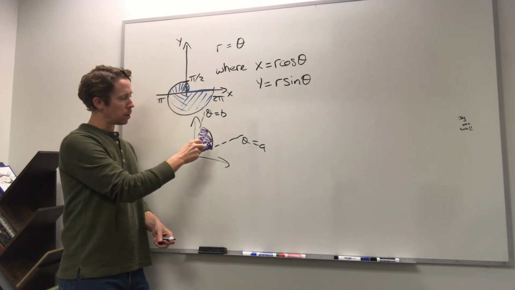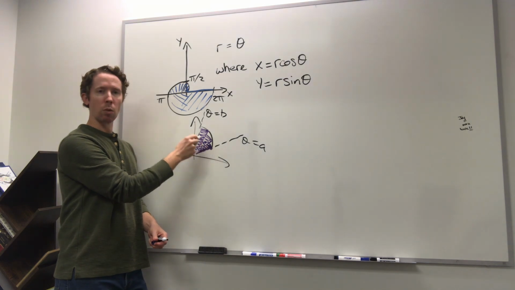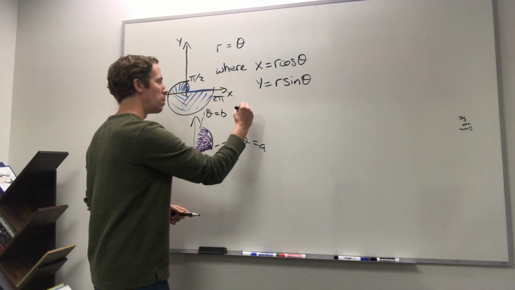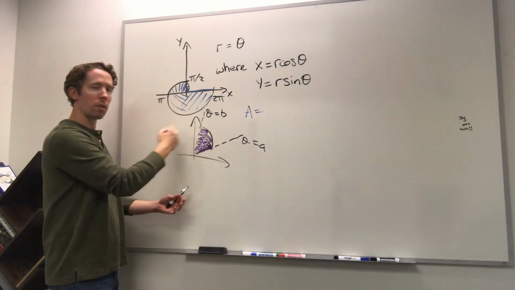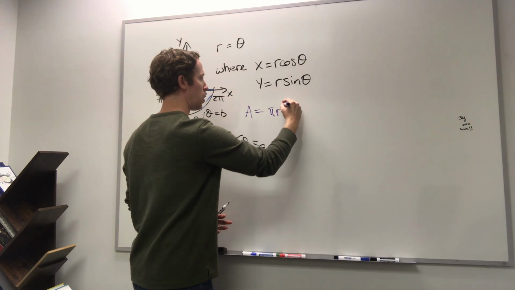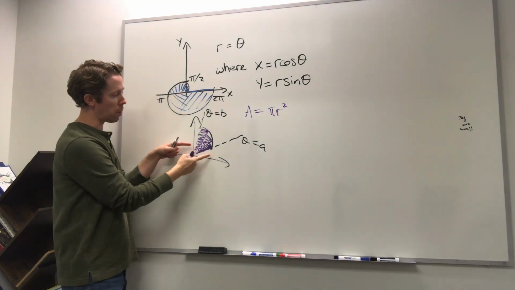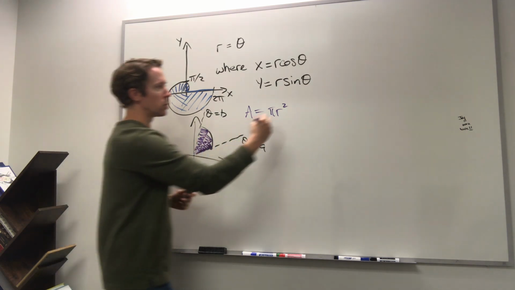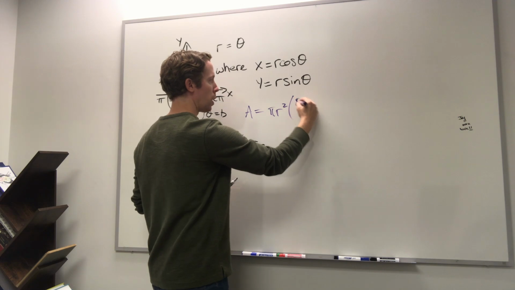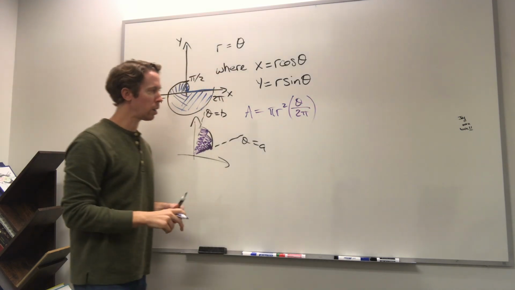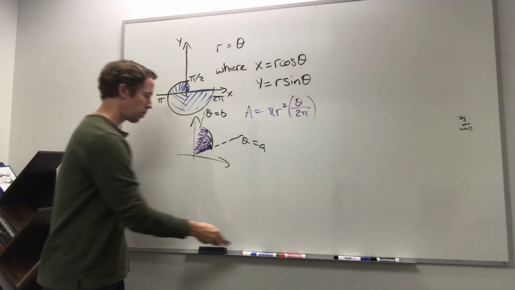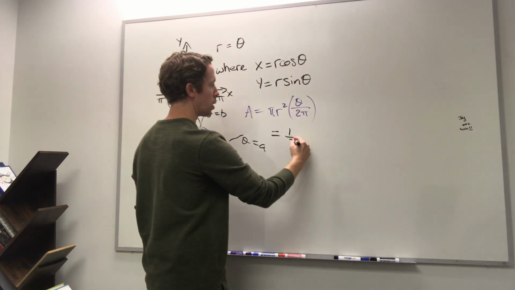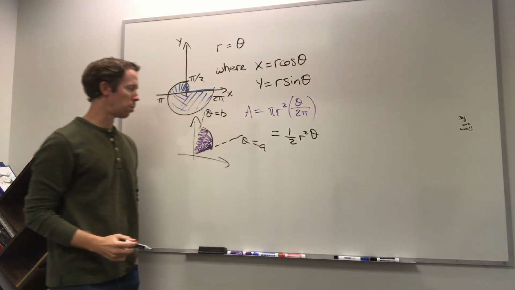So first, I have to remember how to calculate the area of a wedge like this. Basically what I'm going to do is take the area of a full circle, pi r squared, and then multiply it by the ratio of how much angle was swept out divided by a full rotation. So that would be an angle of theta over the full rotation 2 pi in radians. And usually people will write this as 1/2 r squared theta. Probably have memorized that at some point.